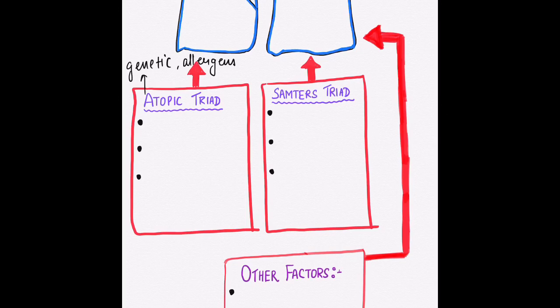This atopic triad consists of asthma, atopic dermatitis, which is generally known as eczema, and allergic rhinitis.